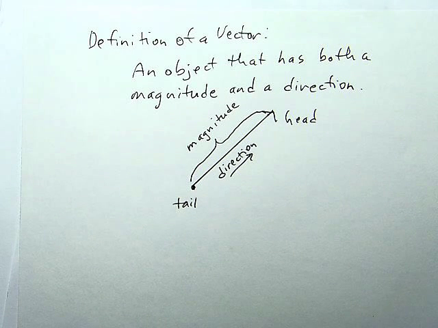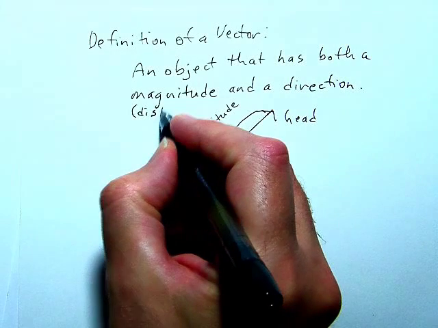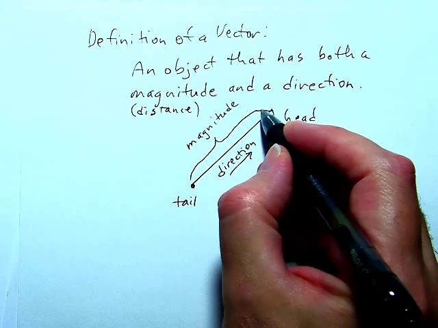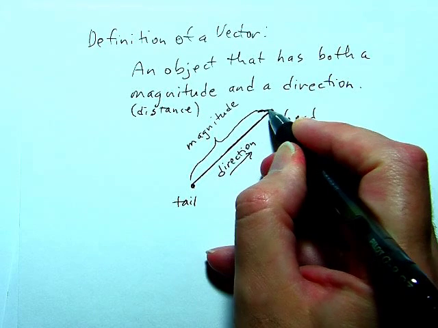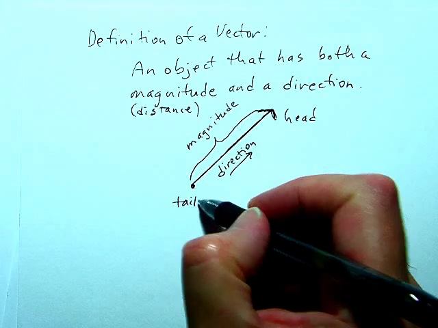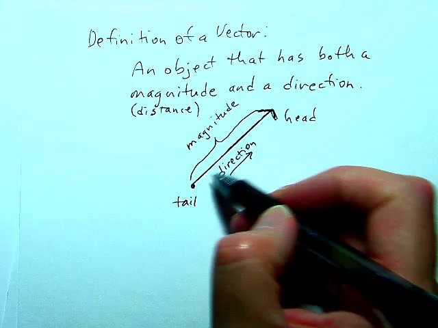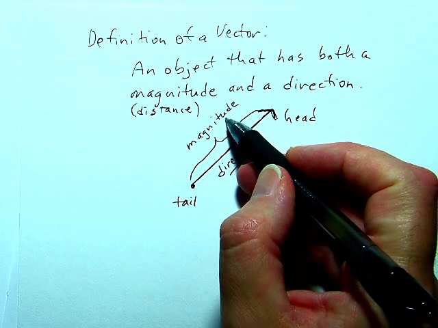A vector is an object that has both a magnitude, which, in the case of a translation, would be the distance, and a direction. And it is usually represented by an arrow. Okay, so this arrow here would be the way we would normally express a vector. The arrow has a starting point, which we call a tail. The head of the arrow is the arrowhead. The length of the arrow is its magnitude. That's the magnitude of the vector.